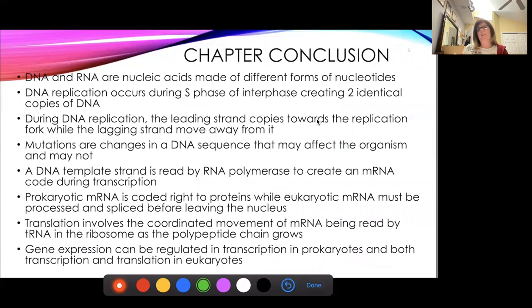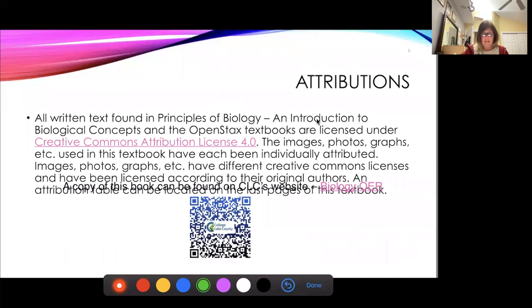And that is all we're going to talk about with gene expression. So I just gave you a little bit, one mechanism of gene expression in prokaryotes, and then one mechanism, there are many, for eukaryotic cells. And so then we have our chapter conclusion, and that is it for chapter 10.